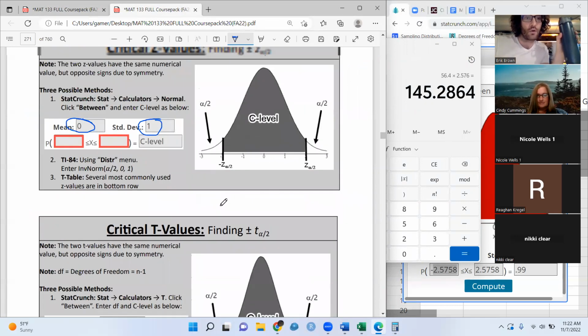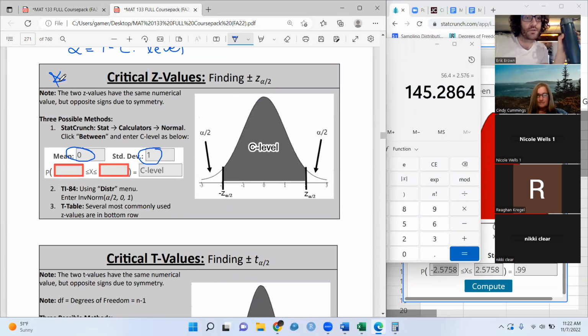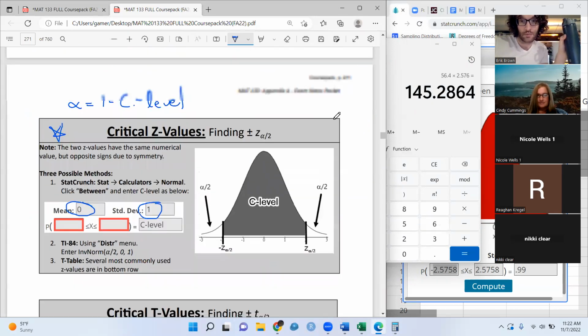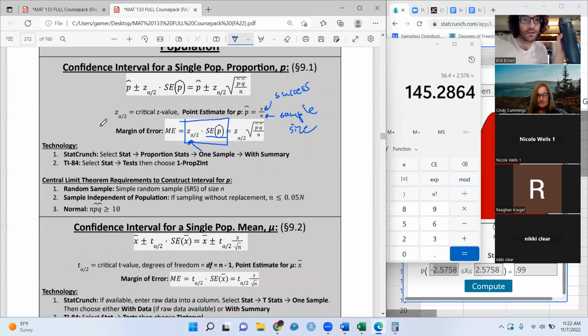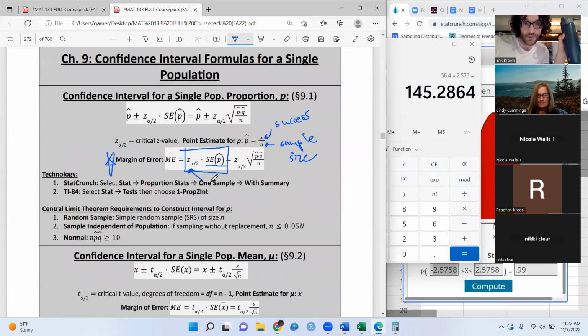Just as a reminder, we found the critical values using this information on page 271. And we then calculated the margin of error using this information on page 272, which of course is just a summary of what you saw in the notes yesterday.